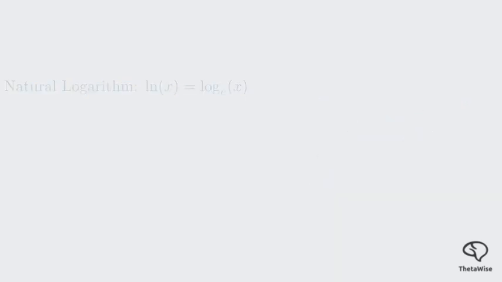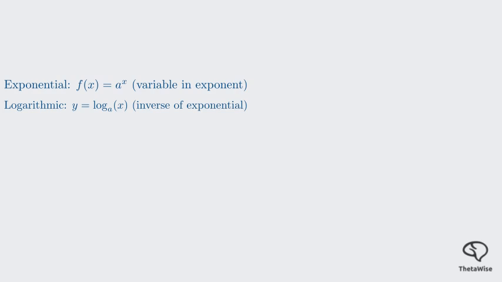To recap, exponential functions have the variable in the exponent and show rapid growth or decay. Logarithmic functions are their inverses, telling you what exponent you need to get a certain number. Now that we understand what exponential and logarithmic functions are, let's look at their properties. These properties are essential for simplifying expressions and solving equations.